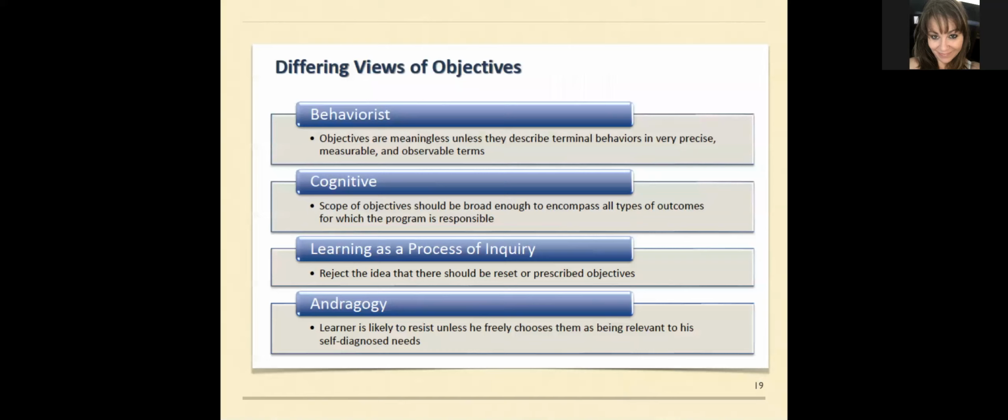And then wrapping up, some different views of objectives. These are just what each one of these types of believers, I guess, believes. The behaviorists say objectives are meaningless unless you can see somebody doing them. Cognitive means overarching, that the objective is not just one specific thing, but various things. Then there are people who find a problem with writing objectives altogether and reject them altogether. And we'll look at a few of the reasons why.